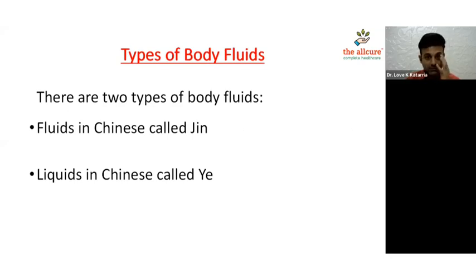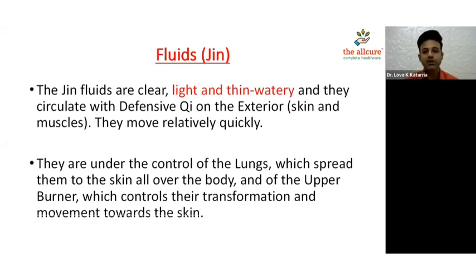So we have seen that two types of body fluids are there. The fluids in Chinese are called Jin and the liquids in Chinese are called Ye. We have already seen that. So what is Jin? Jin is the thin, clear, light water. Because it is light, it will move with defensive chi. As I told, the soldiers should not have a big abdomen. They should be thin and swift. So defensive chi should be light, swiftly moving throughout the body.